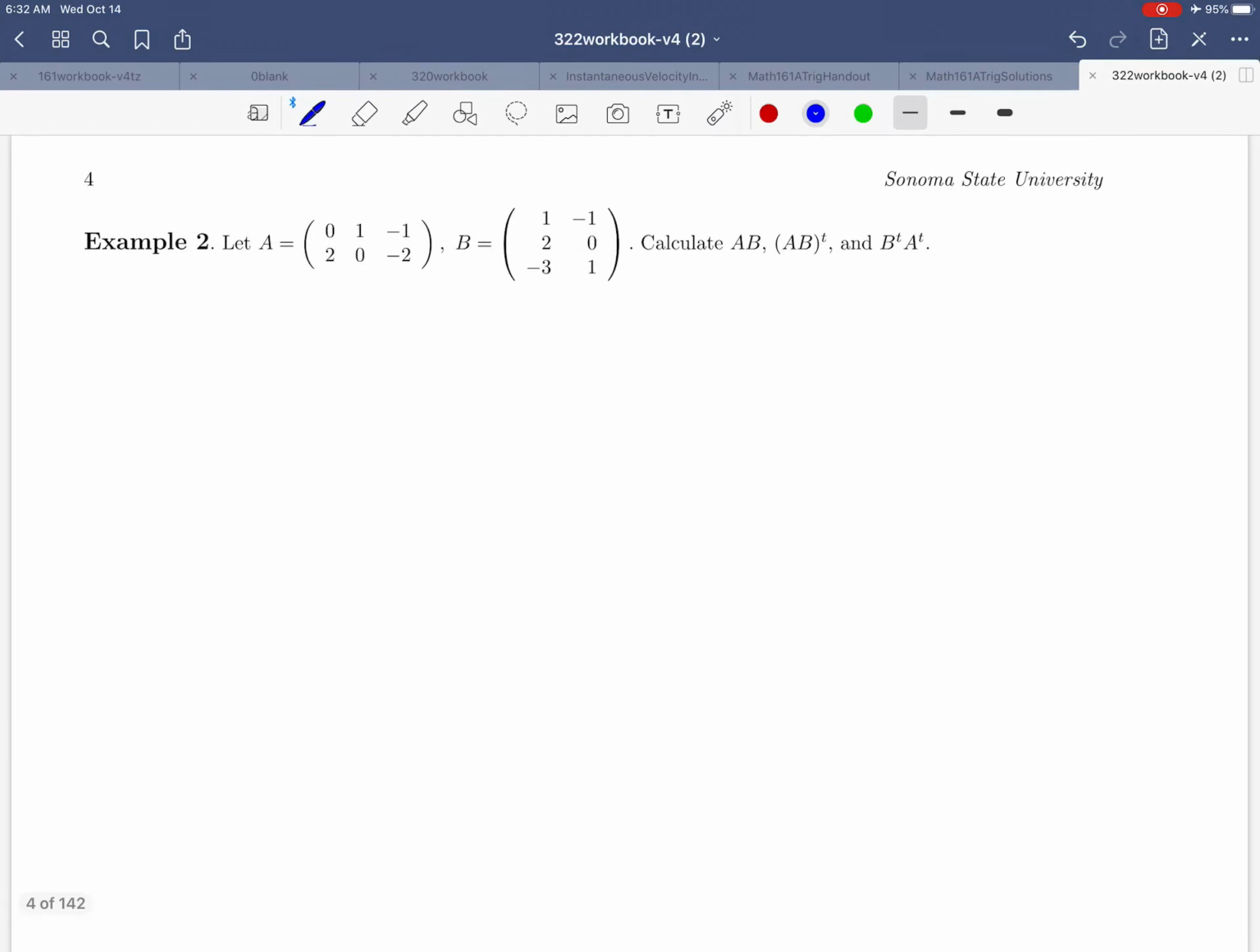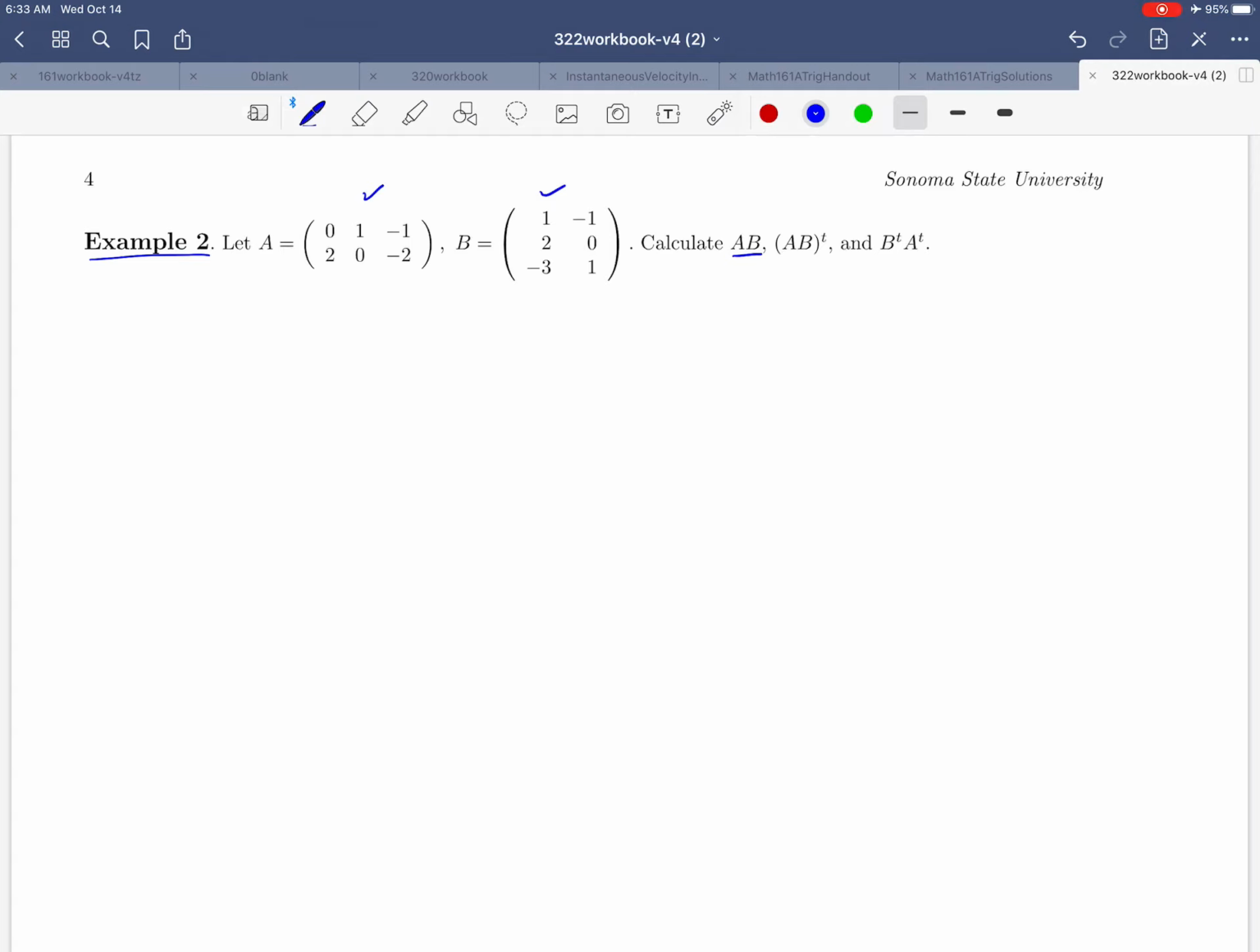Hello everybody, and welcome to example 2 on page 4 of the workbook. In this example, we're going to introduce one more matrix operation, matrix multiplication. This example starts us off with two matrices, A and B, and it's asking us to do three calculations, starting with the product of the matrices, the matrix A times the matrix B.